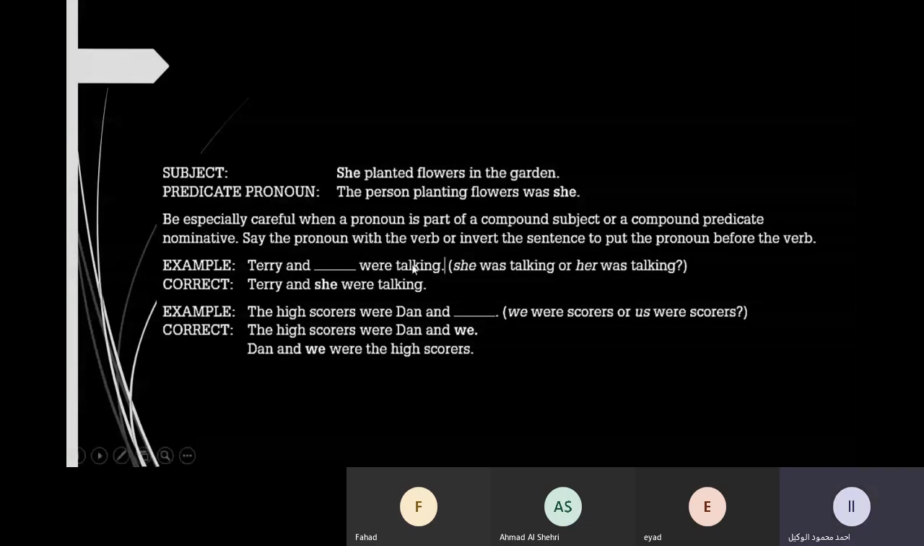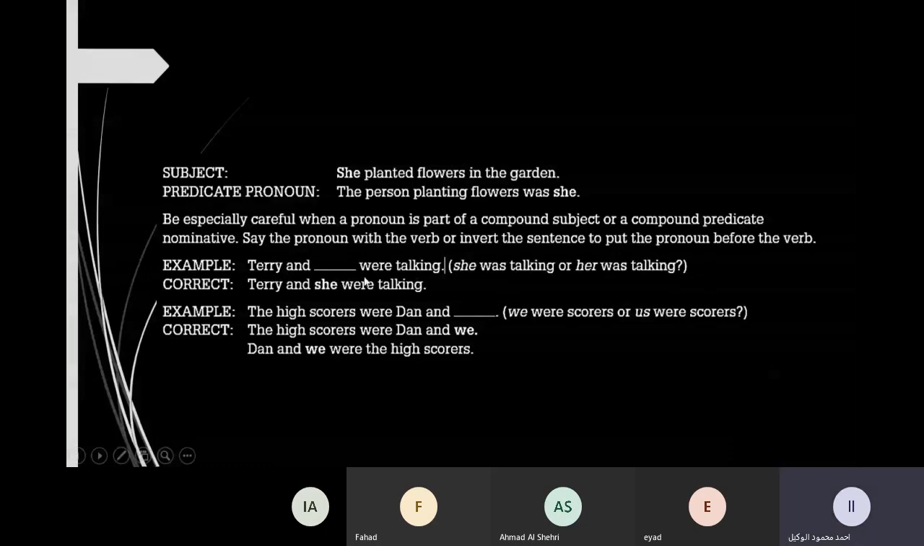And be especially careful when a pronoun is part of a compound subject or a compound predicate nominative. Say the pronoun with the verb or invert the sentence. Invert the sentence, like what we did here: person planting flowers was she. Invert the sentence to put the pronoun before the verb. So, for example, I say Terry and she were talking. Of course, here I must say Terry and she were talking because there is a compound subject.